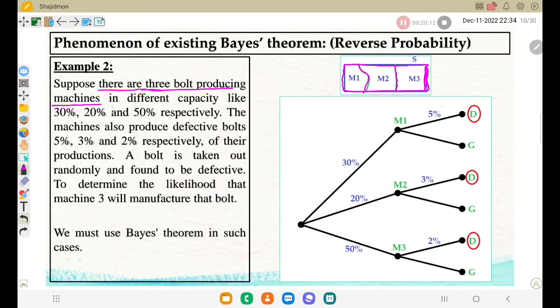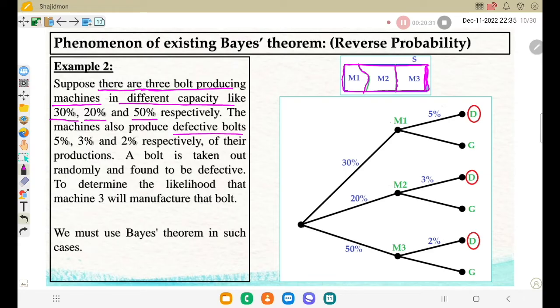Okay, so the 3 machines have different capacities. The first machine produces 30% of the bolts. 20% of the bolts come from the second machine and 50% from the third machine. And the machines also produce defective bolts.